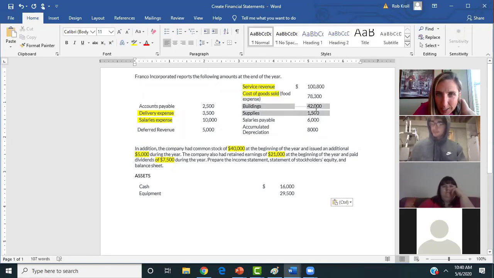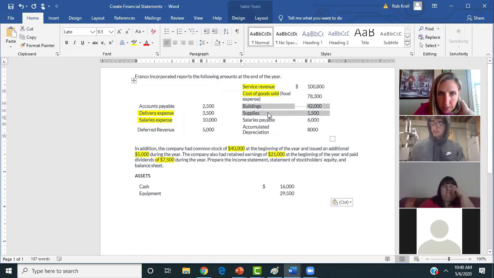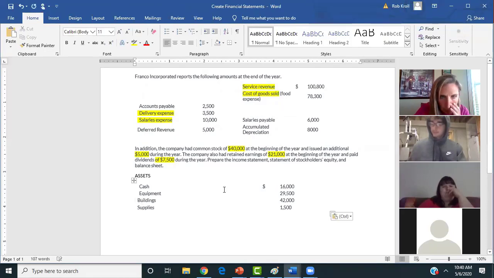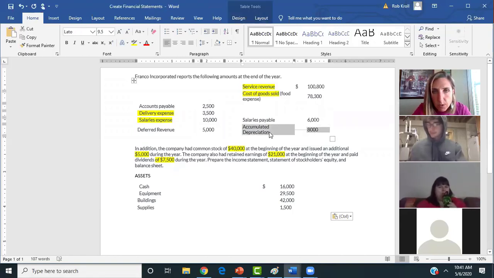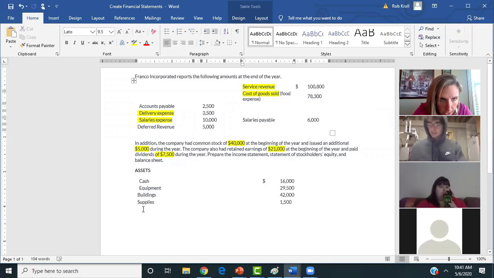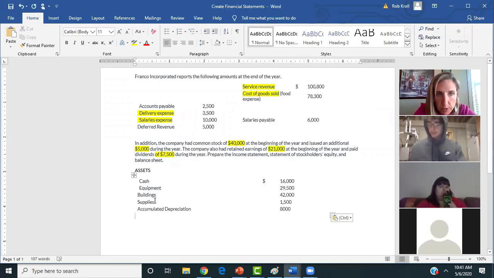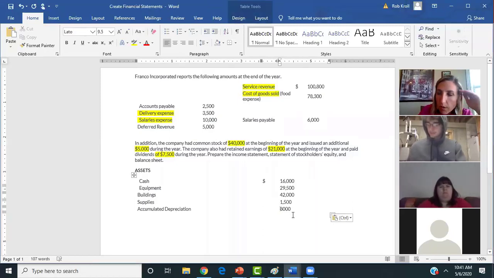The buildings and the supplies also are assets. So we will cut them and paste them down there too. One of the accounts that will confuse some of you is the accumulated depreciation. When I put that down here, it actually typically goes right below either the building or the equipment, because it's the contra asset, decreasing the overall value of that account. But the important thing is to remember that's a negative account. So I have all of the assets listed right now.